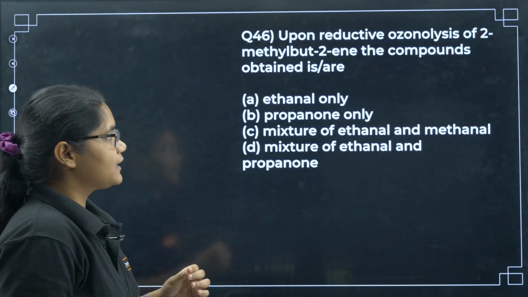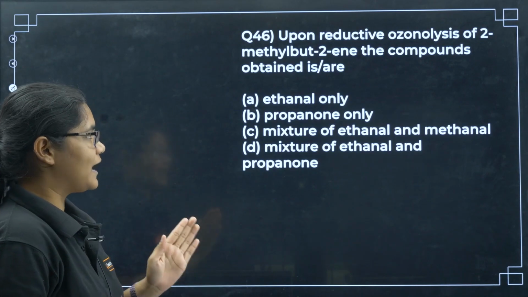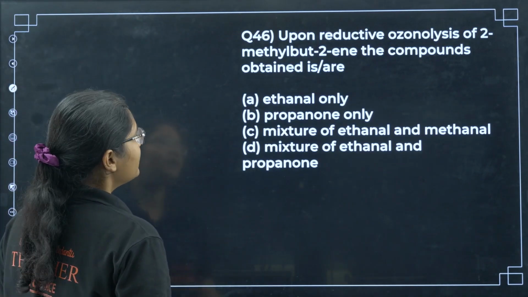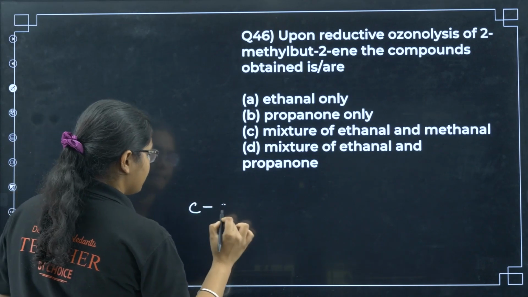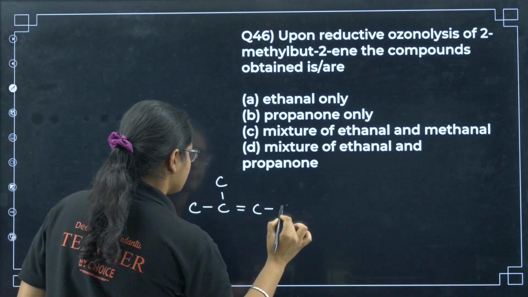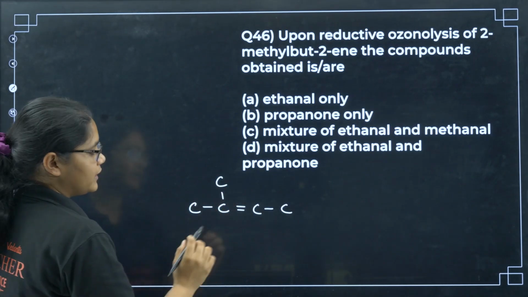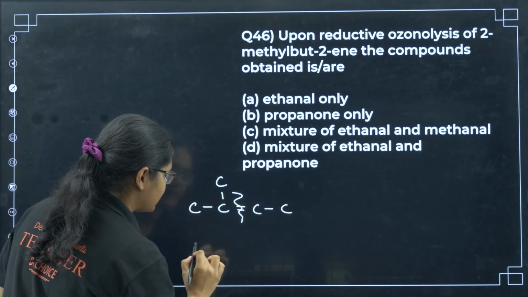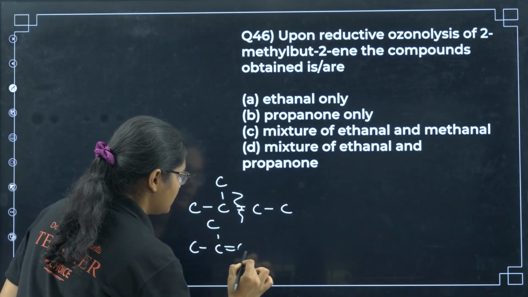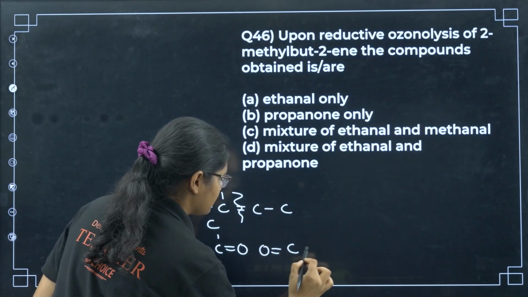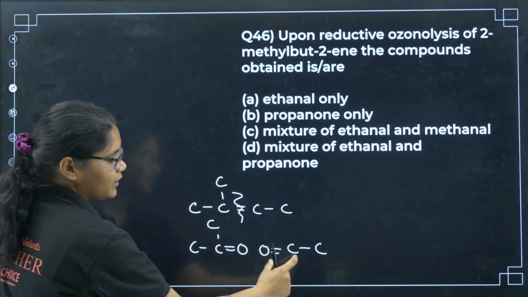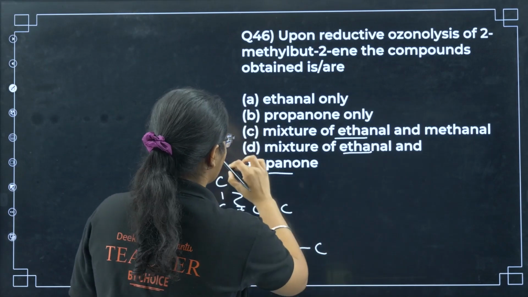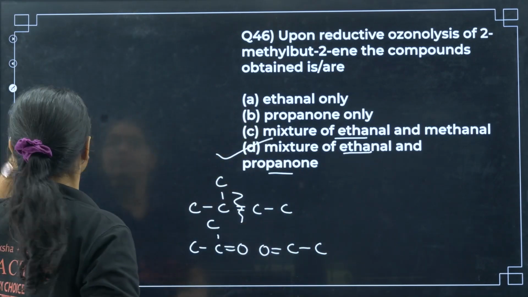Next, upon reductive ozonolysis of 2-methyl-but-2-ene, the compounds obtained are... you have 2-methyl-but-2-ene, and we are breaking it. So what will happen? You have to just add oxygen on both sides, so it will be like this. So I will get acetone and ethanal, a mixture of ethanal and propanone, that is option number D here.